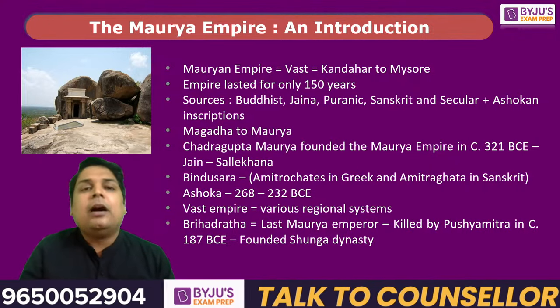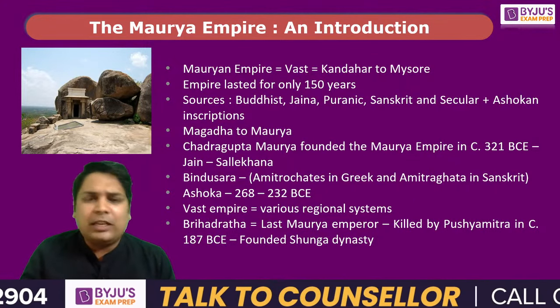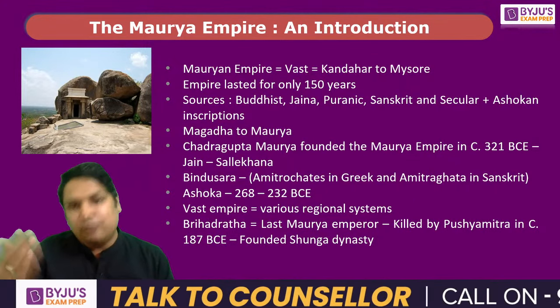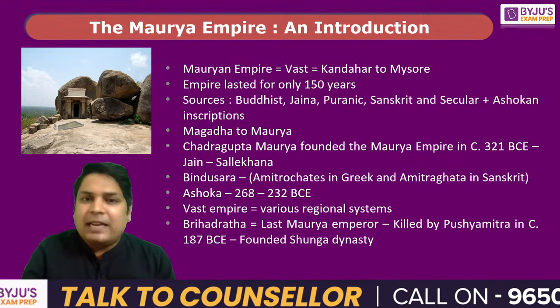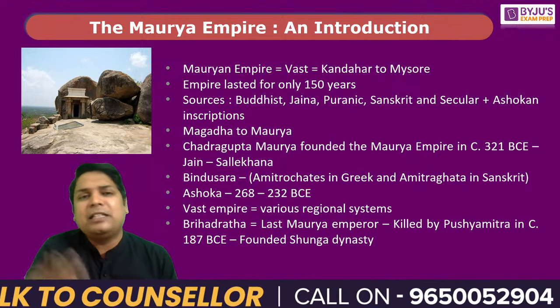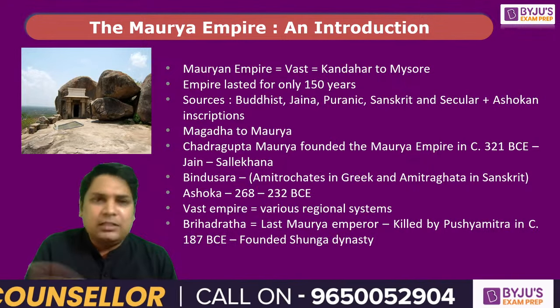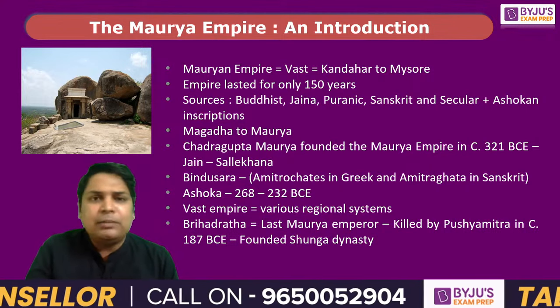The empire, however, only lasted for 150 years. There were 8 odd kings. The 3 most important ones are the first 3: the founder of the dynasty, Chandragupta Maurya, his son Bindusara and his son Ashoka. These are the 3 most important kings of the Mauryan dynasty. The last king obviously is Brihadratta. We'll talk about him in a little bit.